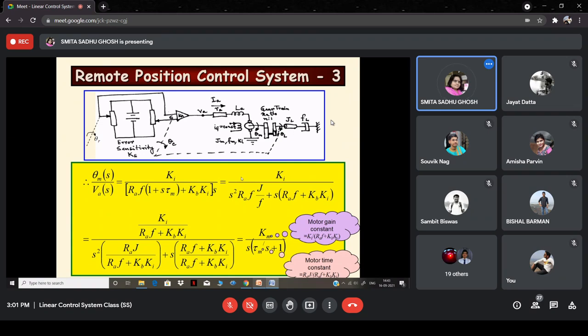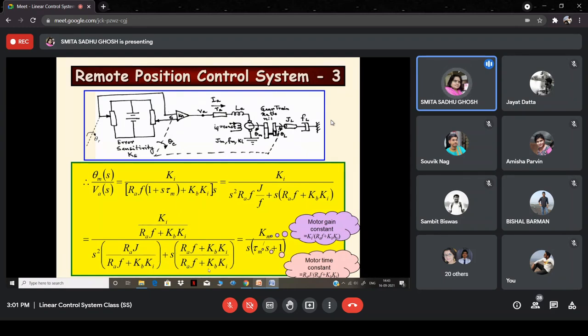So now in this model, dividing the numerator and denominator by this term, this is what you get. You can see that written over here in the next step. Now, in the numerator you have Ki by RAF plus KB Ki. All of those are constants. They will have to be considered with the proper units and values, but it's a constant. Similarly, here RAJ by RAF plus KBKI again is a constant. And the last one is of course unity.